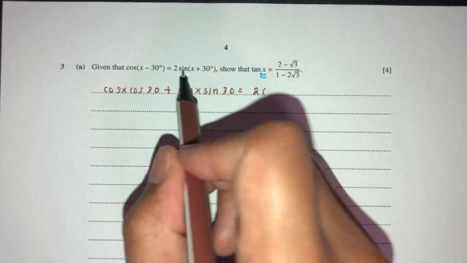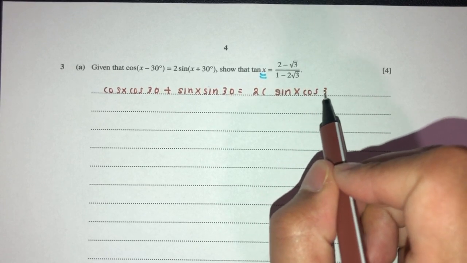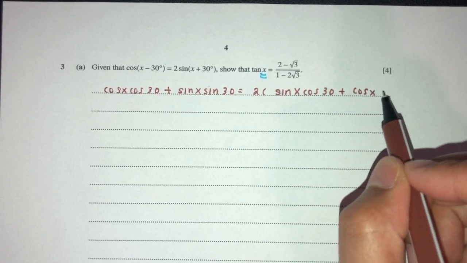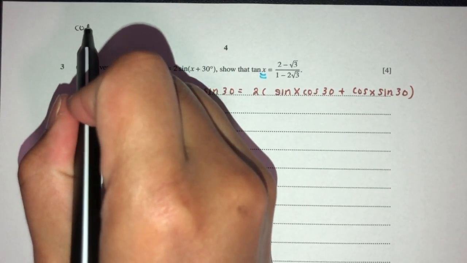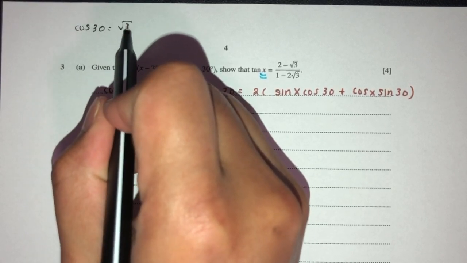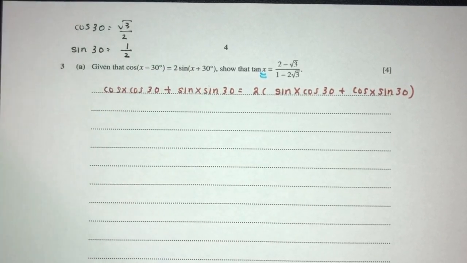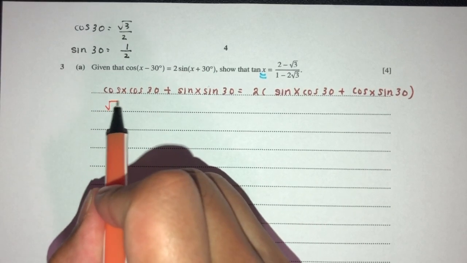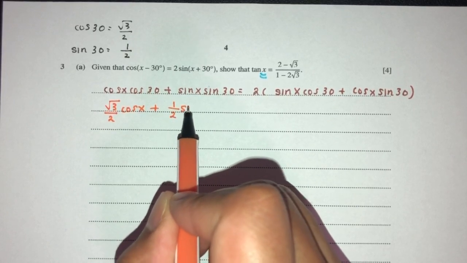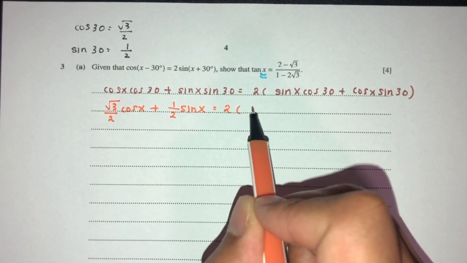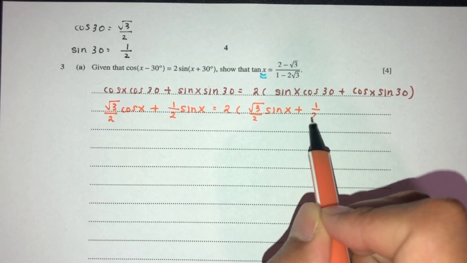is 2 times, this will become what? That should become sine of x and cos of 30 plus cos of x and sine of 30. Now we should know cos of 30 is root 3 over 2 and sine of 30 is just the value of half. Now replace back in the main equation, you will have root 3 over 2 cos of x plus 1 over 2 sine of x is 2 times root 3 over 2 sine of x plus half cos of x.